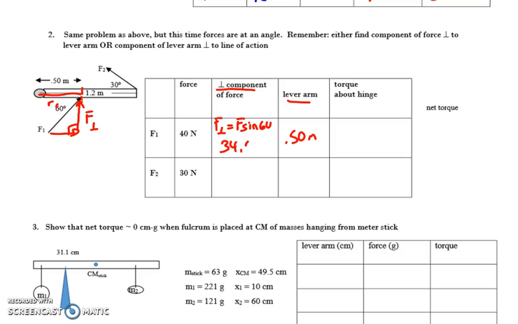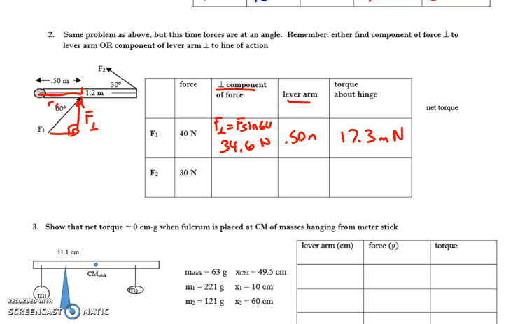Okay, so I'll let you work out why that turns out to be F sine 60, because when you do the calculations, it is 34.6 newtons. So we multiply it by a lever arm of 0.5 because it's acting 0.5 meters from the hinge, and we get a 17.3 meter-newton torque. And we can ask ourselves, is it clockwise or counterclockwise? That looks like it's counterclockwise, so that's positive.